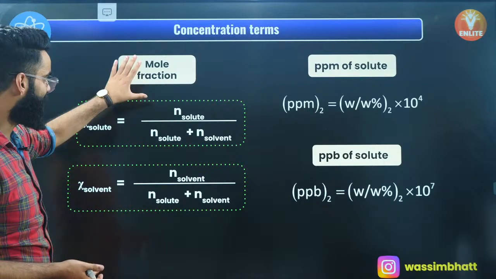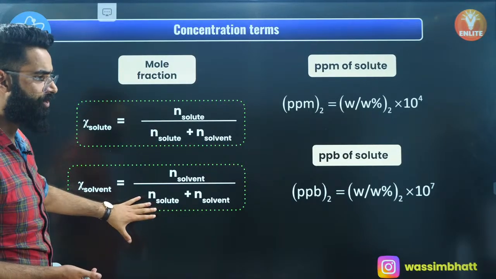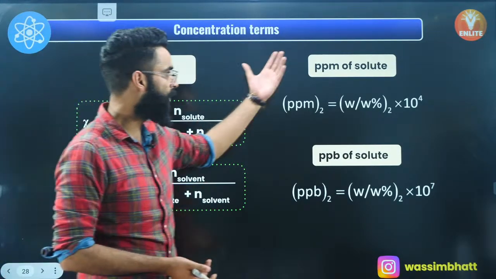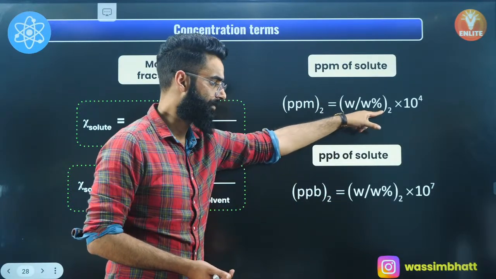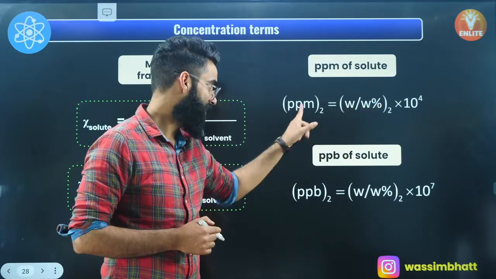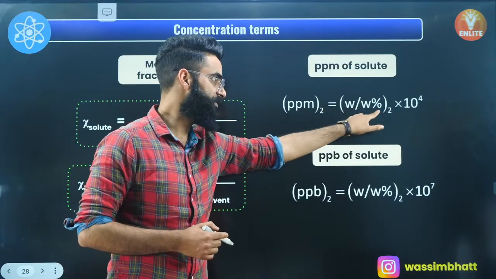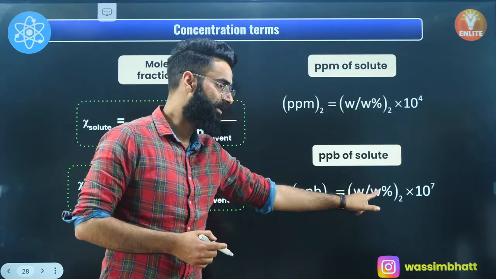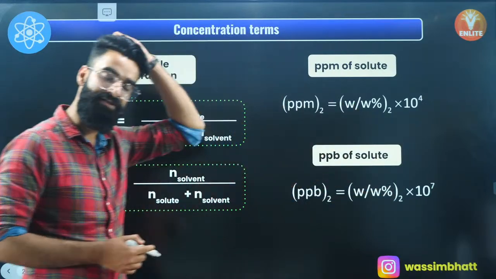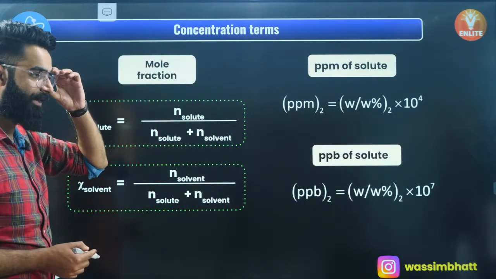But before that, have a look. Formula to calculate mole fraction, I'm sure you all must be knowing this, and formulas to calculate ppm of solute and ppb of solute. 2 represents solute, 1 represents solvent. Parts per million of solute is equal to weight by weight percent of solute multiplied by 10 raised to the power 4, and parts per billion of solute is equal to W by W percent of solute multiplied by 10 raised to the power 7. Do remember these results directly, right?